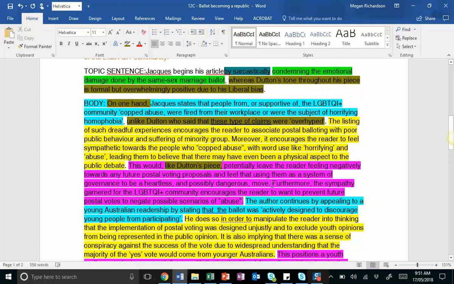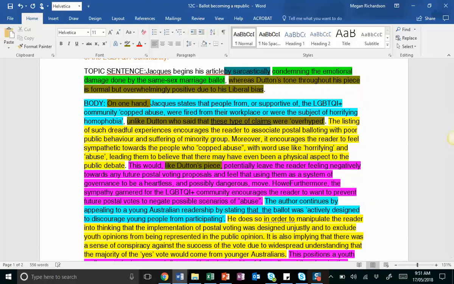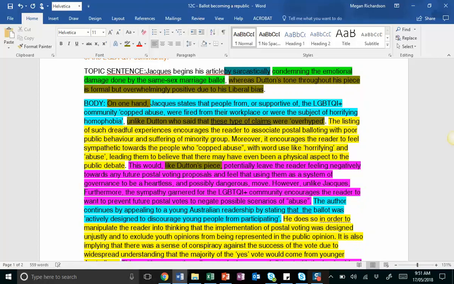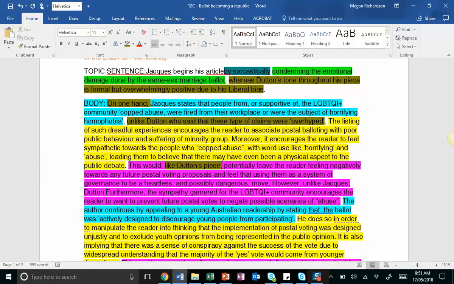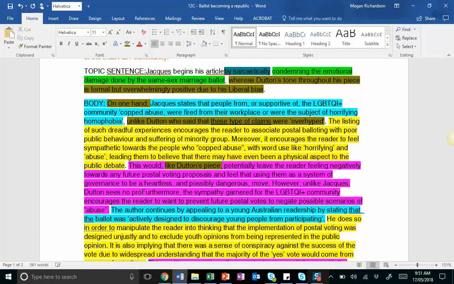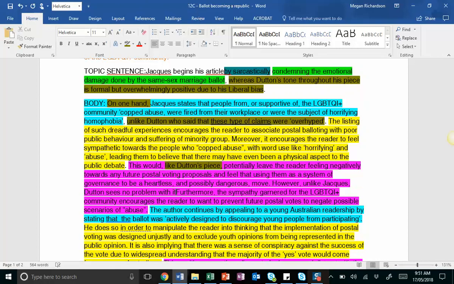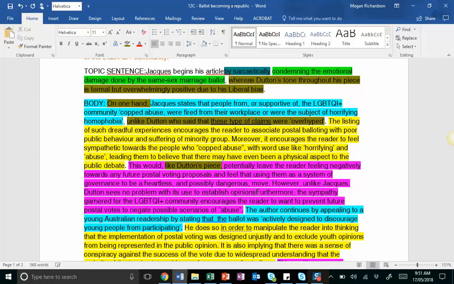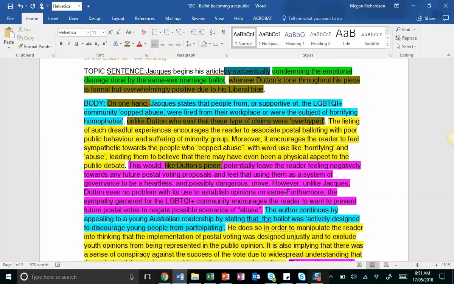And then I might go, however, unlike Jacques, Dutton sees no problem with its use to establish opinions on same-sex marriage.